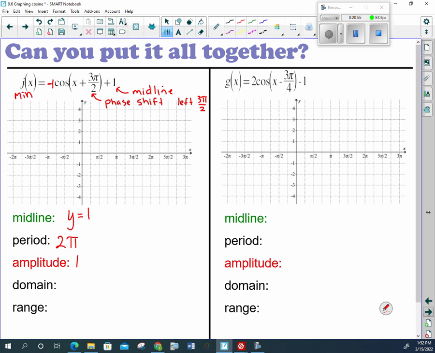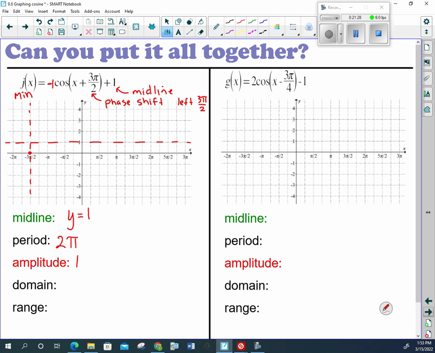Okay, so let's go ahead and put in our midline. So up 1, I'm going to draw that in. I'm going to go left 3 pi over 2. So 3 pi over 2 is going to be right here. Okay, so my cosine curve normally starts at a max or a min, but because it's negative, we'd already said it's going to start at a min, and my amplitude is 1, so I'm going to start 1 away from my midline, so that's where it's going to start. Now, we just need to figure out where it's going to end.